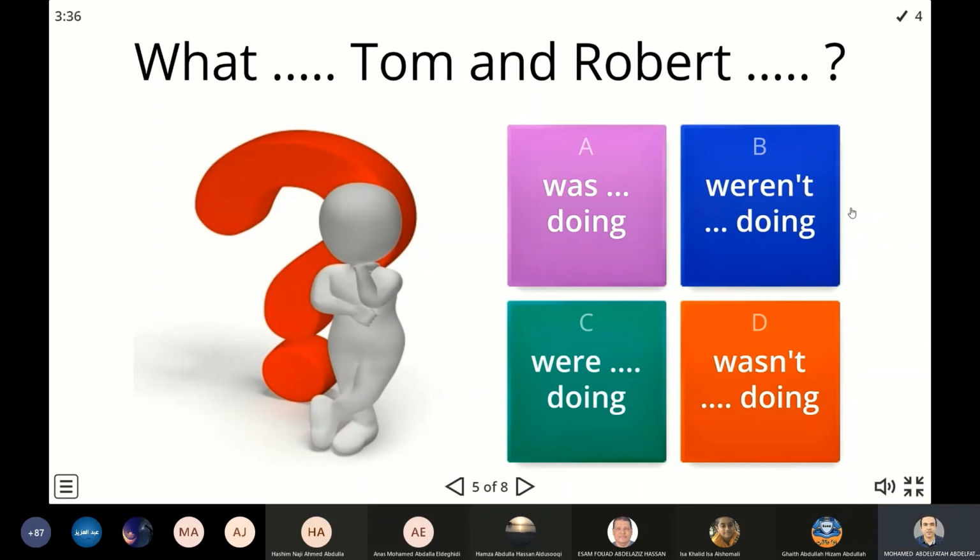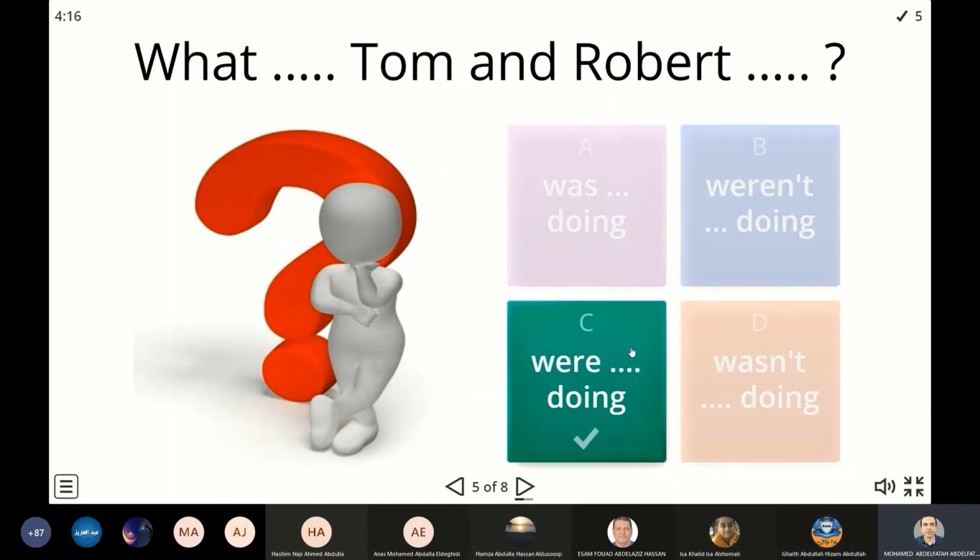Number 5. What Tom and Robert? We have got 2 spaces. What was Tom and Robert? The students will say was. Look here, we have got Tom and Robert. They are plural. Were is for plural, so the correct answer is were. So here we have got 2 words: doing. We're not doing or we're doing. Let's check them. What weren't Tom and Robert doing? What were Tom and Robert doing? Which one makes sense? I think this is the correct answer.